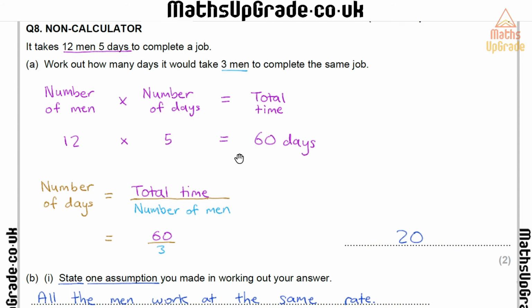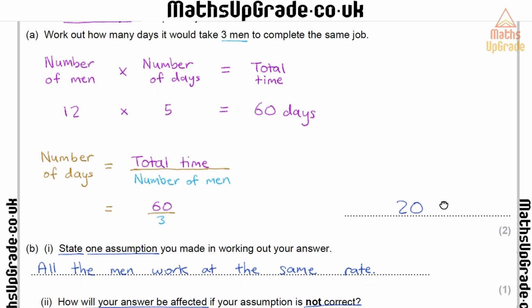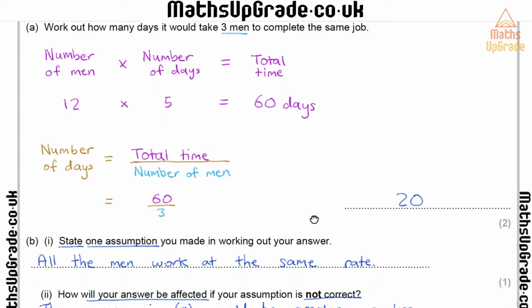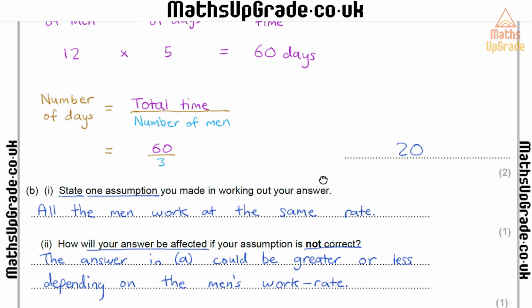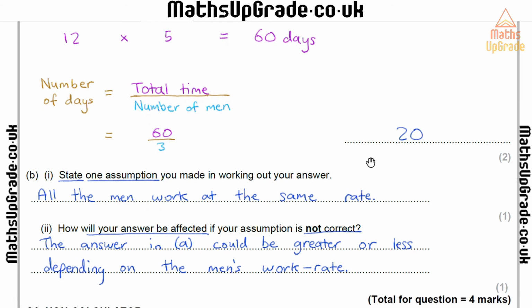So it takes 60 days for 1 man to complete that job. I can then just divide that by the number of men I've got, which is 3, and that will give me 20 days to complete that job. In part B, we're first asked for an assumption that we made in working out the answer. And so I've just said that all the men will be working at the same rate. If our assumption is not correct, then the answer to part A can either be greater or less depending on the men's work rate. The whole question there was worth 4 marks.